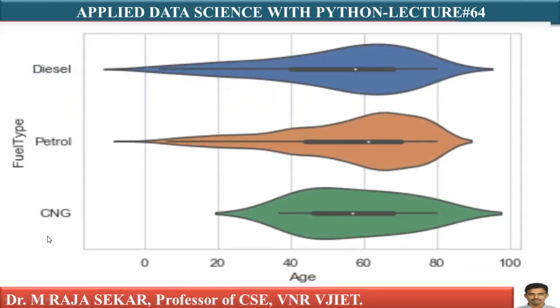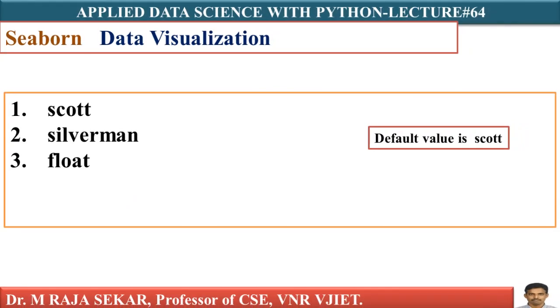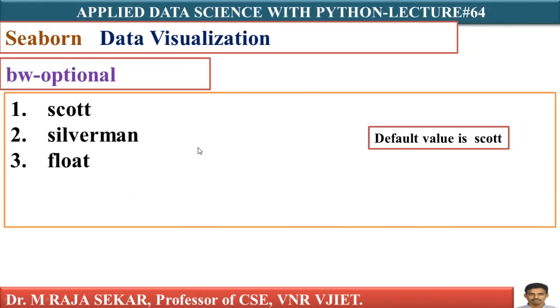In that case, it will construct violins in a horizontal manner. These are three violins. These are self-explanatory; anybody can understand. Even there is something like BW. What does it mean? In Seaborn data visualization, this BW is optional. If you want, you can keep BW, otherwise you need not. This will take three possible values.